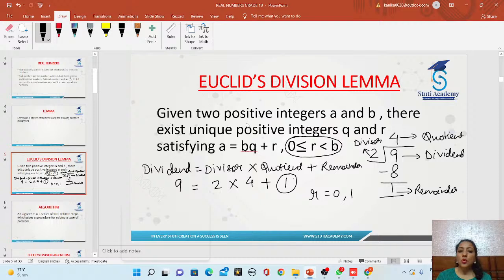So given two positive integers a and b, there exist unique positive integers q and r satisfying a = bq + r, where 0 ≤ r < b. So this is Euclid's division lemma. Now we are going to use Euclid's division lemma to find the HCF of two numbers. HCF of numbers we've already solved in grade 4 and 5 by the prime factorization method. Now we are going to find the HCF of numbers using Euclid's division lemma.